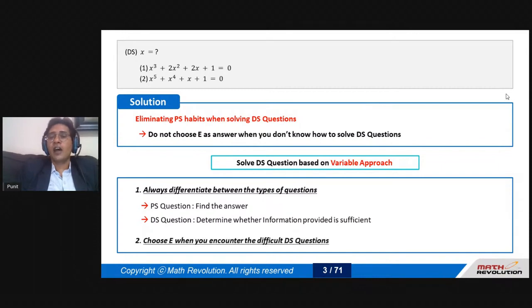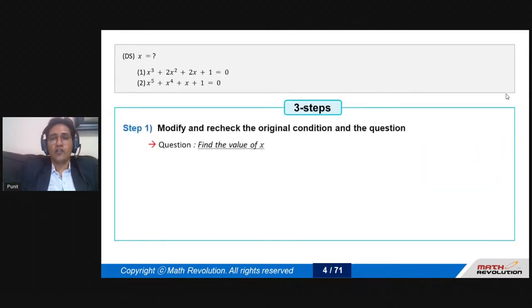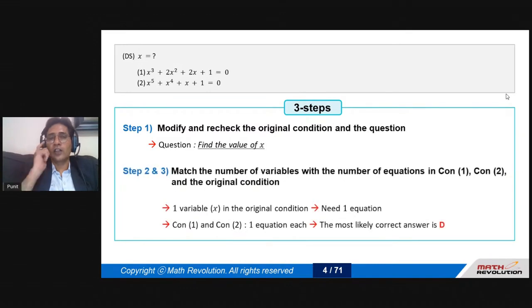Therein we have to be very short, precise, and consolidated on solving a DS and a PS question. Right now, I'm going to solve this question through the variable approach. The reason behind that is the conventional approach will take a lot of your time, and that is also a mistake, because if you're not able to save your time, you would end up at a score of 47, 48, because you have to rush at the end.